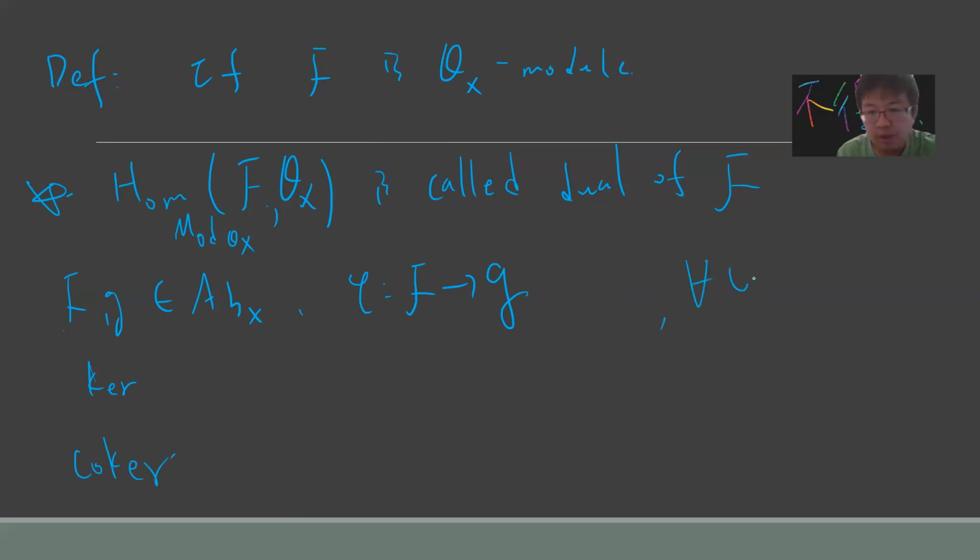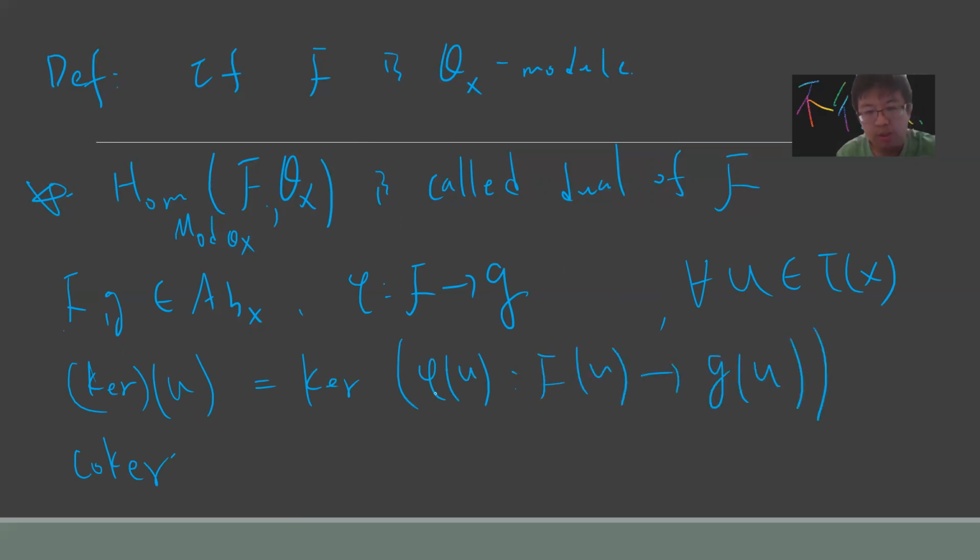So for every open set U belonging to T of X, you can define a kernel. The kernel is a sheaf on U. Basically, it's the kernel of the map from F of U to G of U. Given a morphism of two sheaves, you can define a kernel. And you can also define a cokernel, which is basically the cokernel of this map.